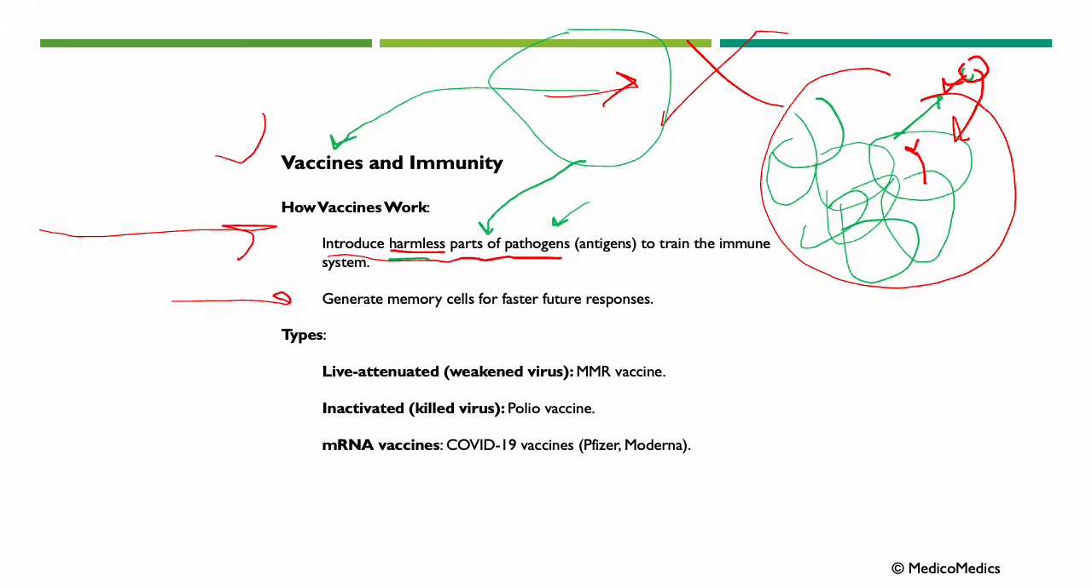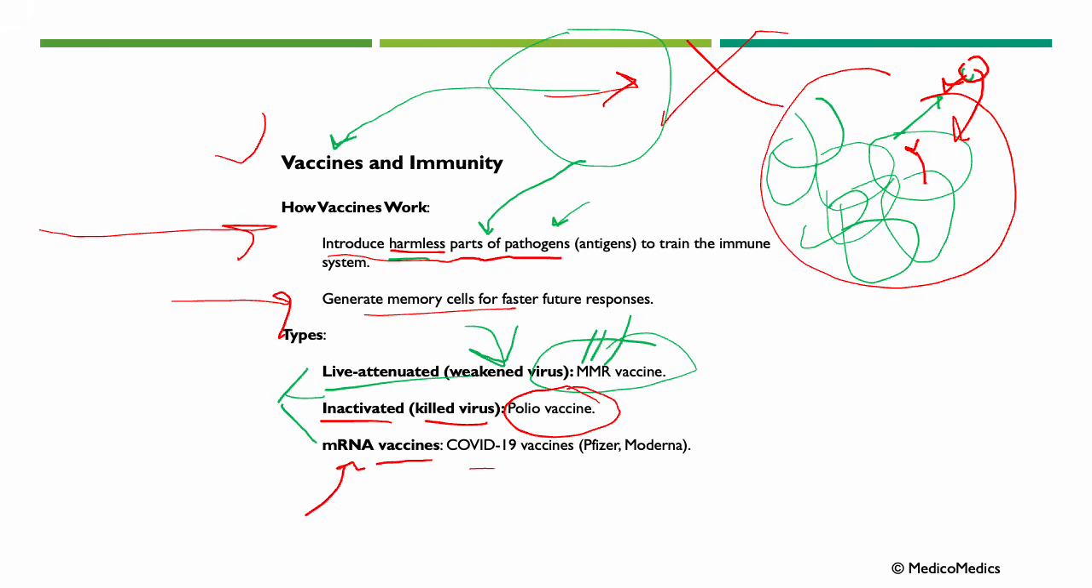So the purpose is to generate memory cells for faster future responses. And when we talk about vaccines, we have live vaccines where we use a weakened virus, for example, in the MMR vaccine, which stands for measles, mumps, and rubella. We have inactivated vaccines where we use killed virus, like in polio. We have mRNA vaccines like COVID-19 vaccines.